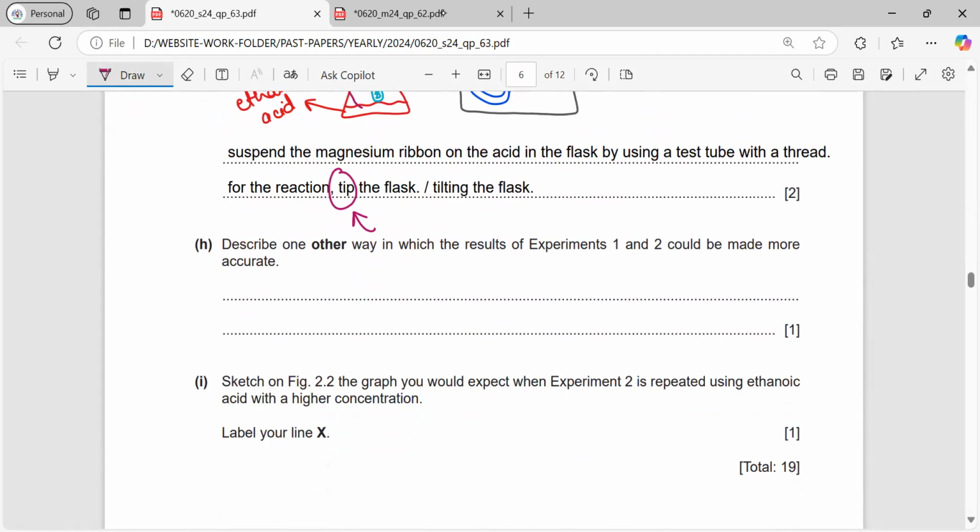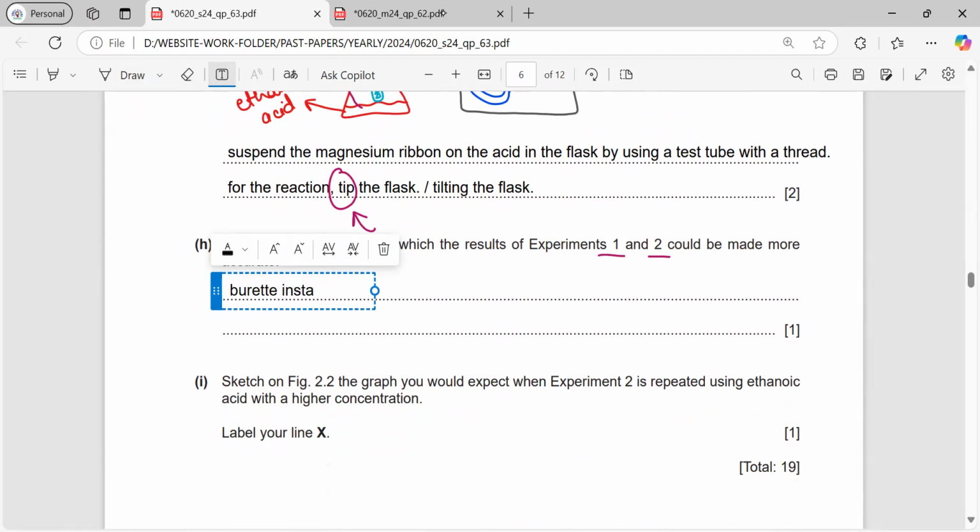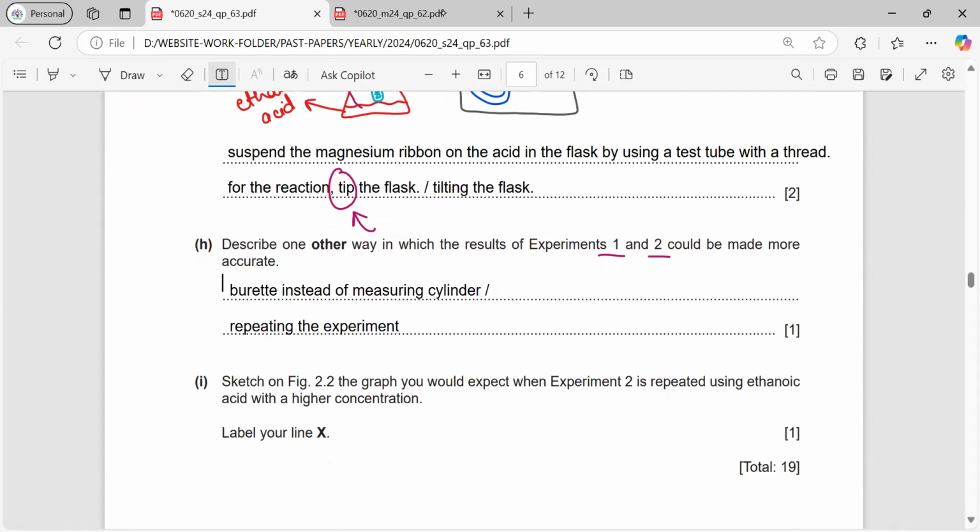Describe one other way in which the results of experiment 1 and experiment 2 could be made more accurate. Now, how can we make it more accurate? First of all, by taking the reading again and repeating the experiment. And the second thing is using a burette instead of a measuring cylinder. It can be any answer, either way.